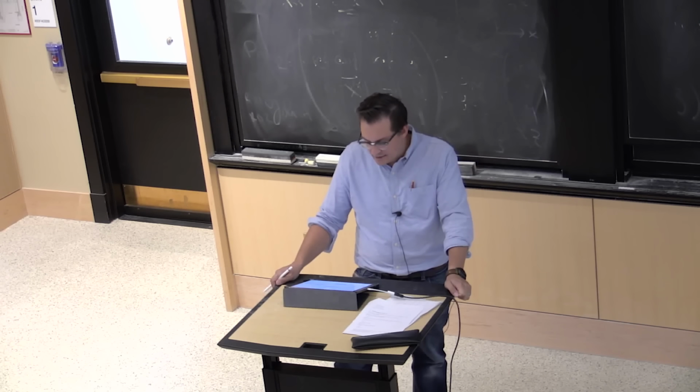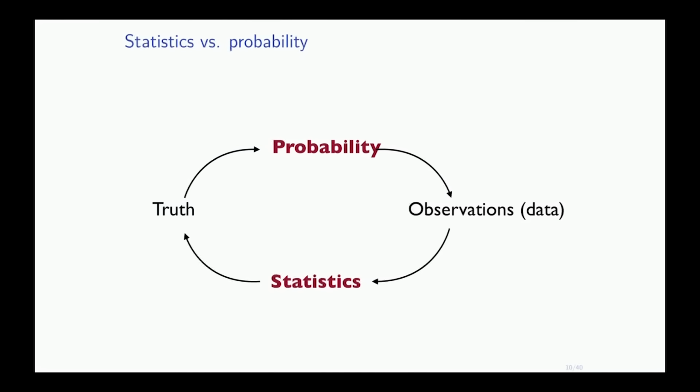So this is the circle of trust. No, this is really just a simple graphic that tells you what's going on. When you do probability, you're given the truth. Somebody tells you what die God is rolling. All right, so you know exactly what the parameters of the problem are, and what you're trying to do is describe what the outcomes are going to be.